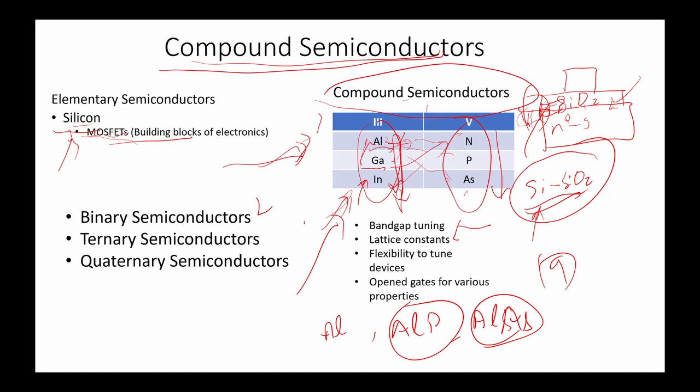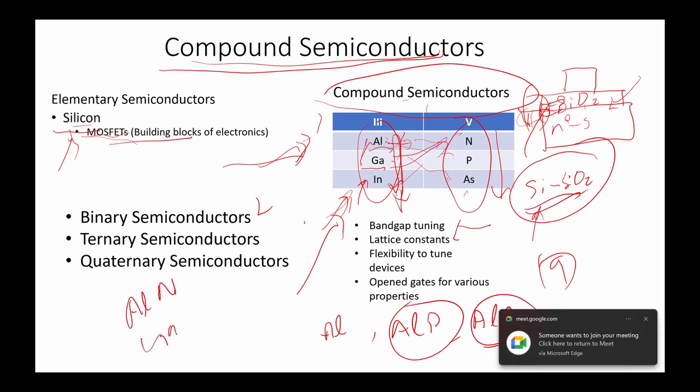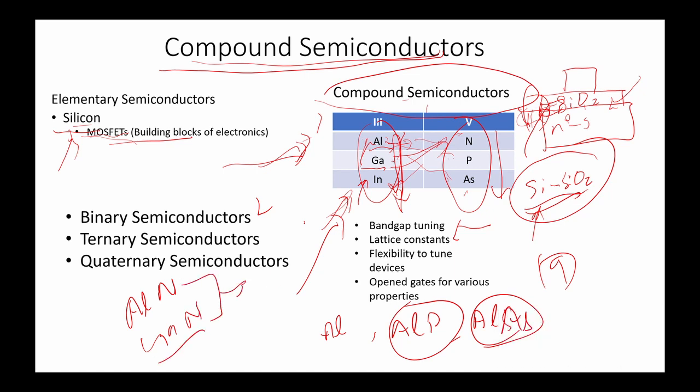So aluminum nitride and gallium nitride are mainly used for applications in power electronics, where the larger the band gap, the better.